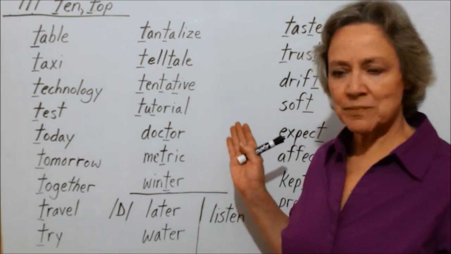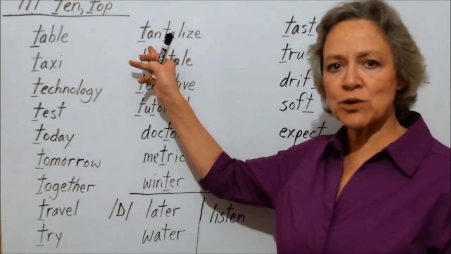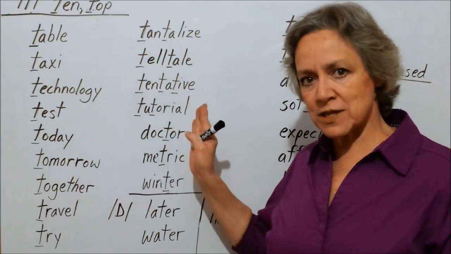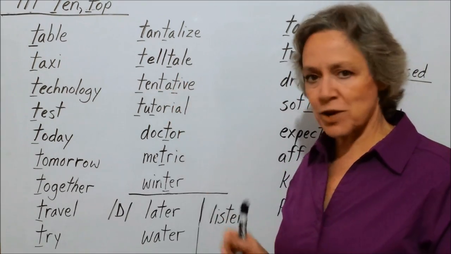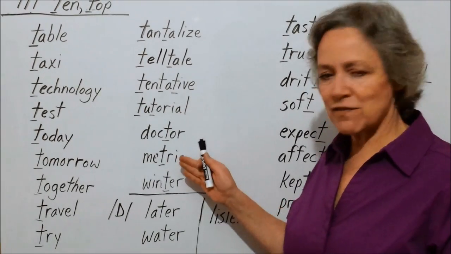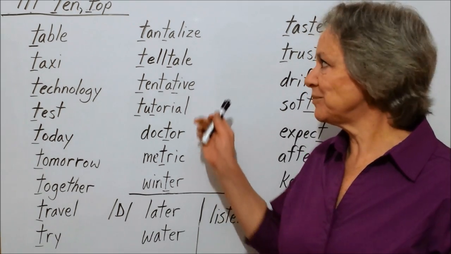column. In this column, the first four words have T at the beginning of the word, but I put the words in this column because they also have T in the middle of the word. Okay? And these others have T in the middle of the word as well. So let's practice these.